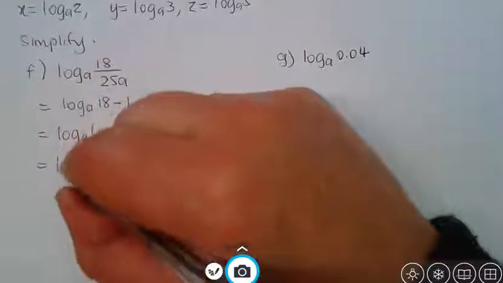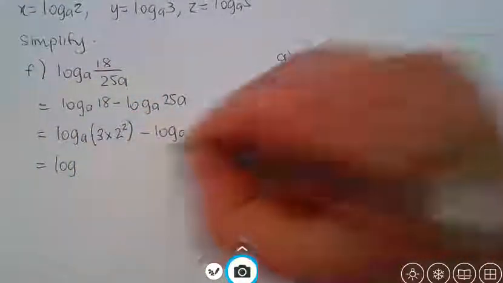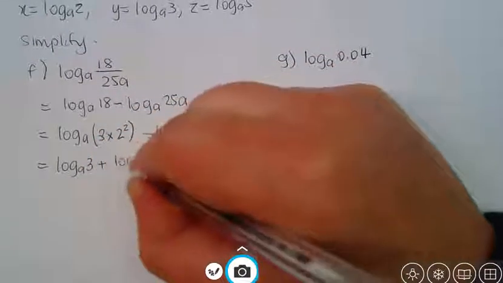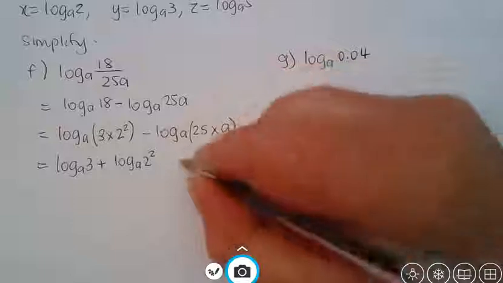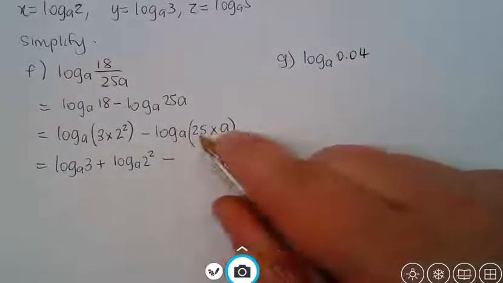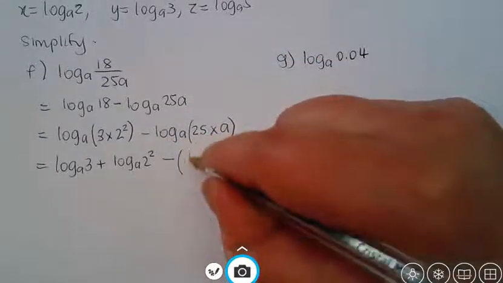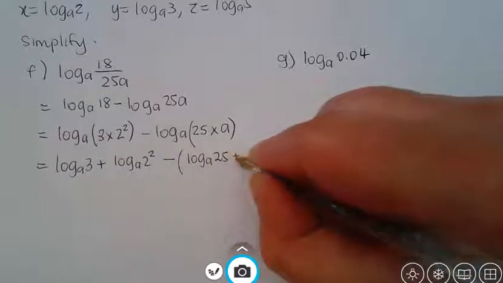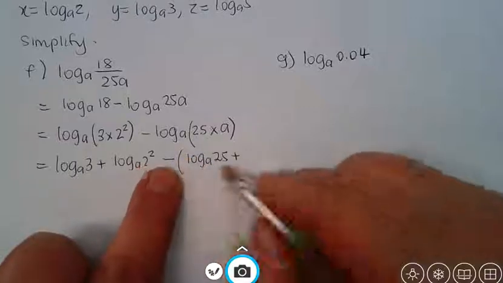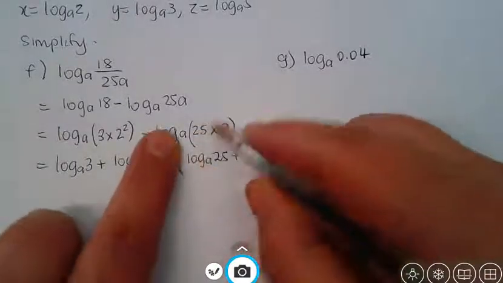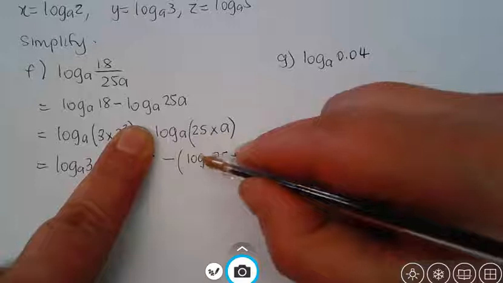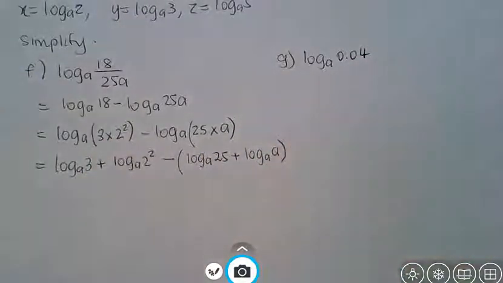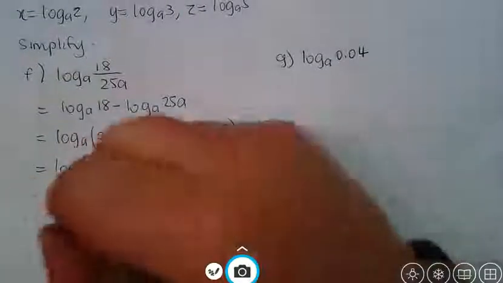So this, I can use my rules now for multiplication and addition. So it's log to the base a of 3 plus log to the base a of 2 squared minus, now I need to take away all of this. So that's going to be log to the base a of 25. If I put a bracket here, I can write minus, and then I'm just working this out. This is log to the base a of 25 plus log to the base a of a, and close my bracket. I'll open my bracket up in a minute.